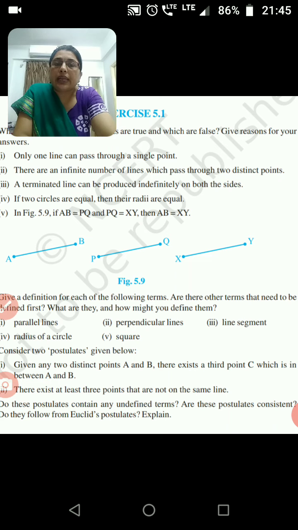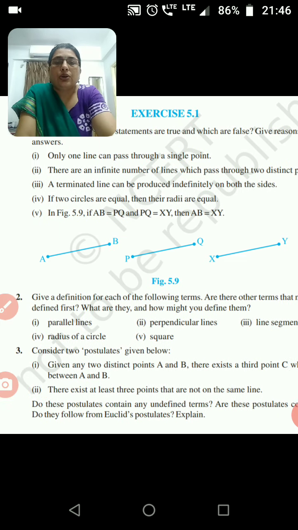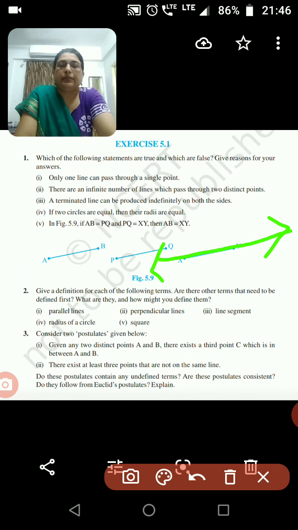But we can draw a line also. We can draw a line from this line segment. We can draw the line from any line segment. We can extend it both the sides. So the statement is true.